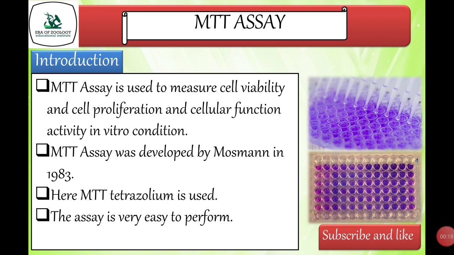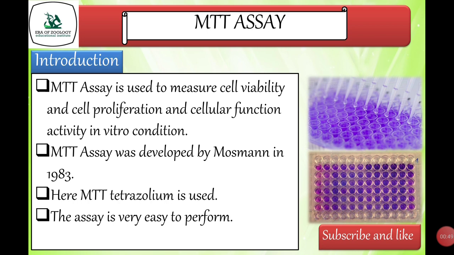So let's get started. At first we will talk about the basic introduction of the MTT assay. The MTT assay is used to measure cell viability, cell proliferation, and cellular function activity under in vitro conditions. The MTT assay was developed by Mosmann in 1983. Here the MTT reagent, tetrazolium, is used.